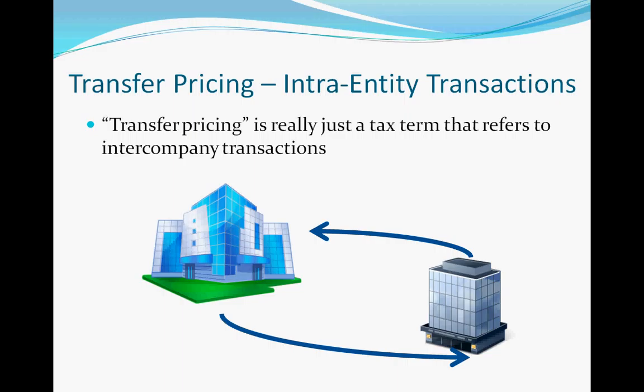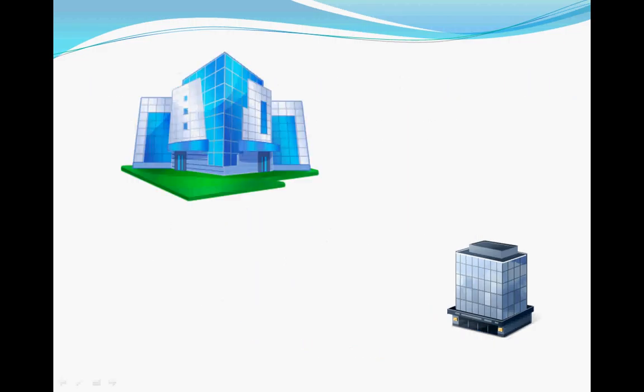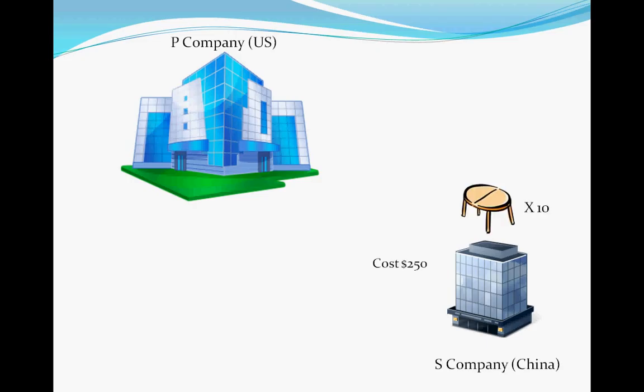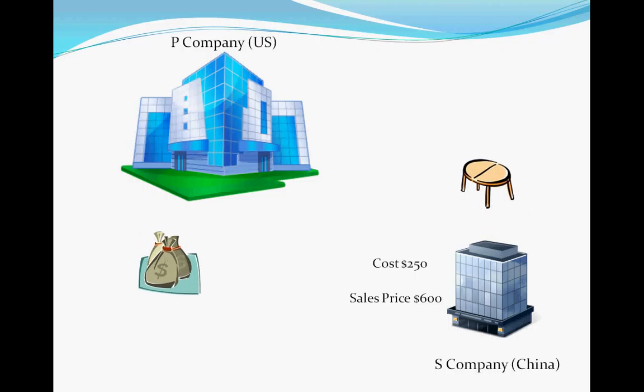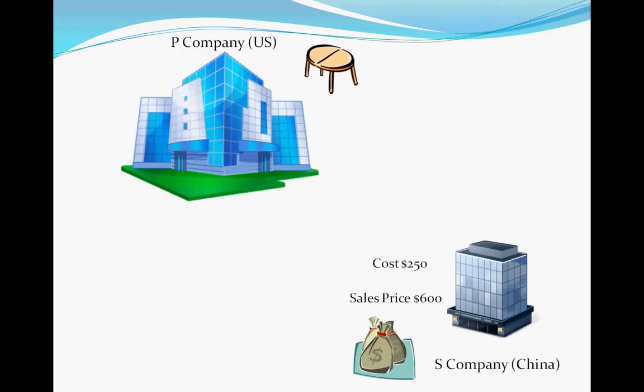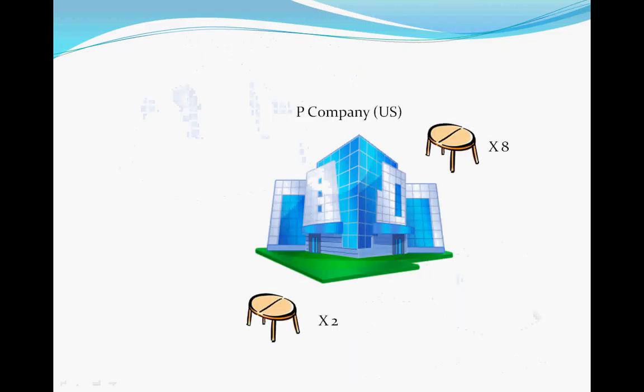Parent company is a U.S.-based furniture company that has a wholly owned Chinese subsidiary, S Company. During the year 2010, S Company makes 10 tables at a cost of $250 each and sells these 10 tables to its parent company for $600. On that same day, P pays S Company in cash. To make this example easy, we are assuming that P Company pays in dollars. We will discuss the issue of foreign exchange in a moment. At the end of 2010, P Company sold 80%, or 8 tables, to outside customers for $1,000 and had the other 2 tables in inventory at the end of the year.